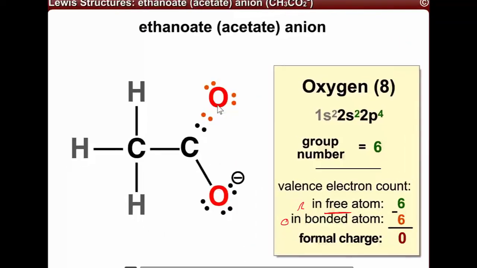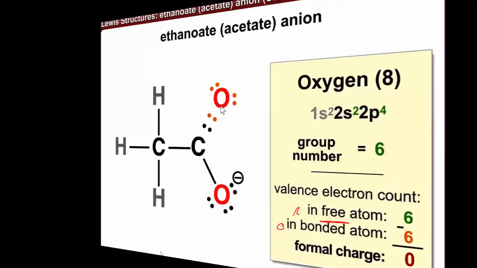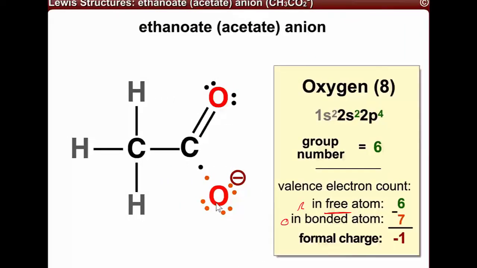This is our example of the carboxylate. You'll see this often. The oxygen at the top is neutral. Neutral oxygen has 6 valence electrons. This oxygen owns 6 electrons, therefore the formal charge is 0. The oxygen, however, at the bottom owns 7 valence electrons, therefore it has a negative formal charge.